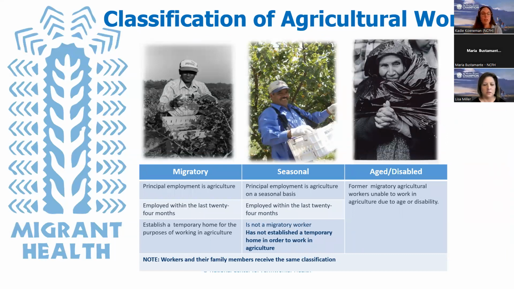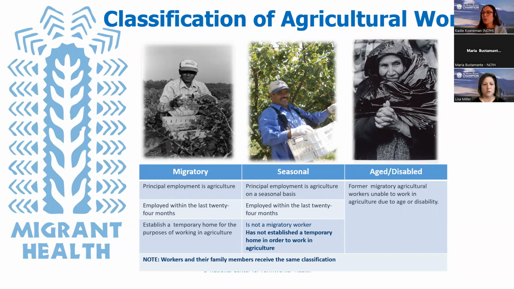In addition to the definition of agriculture, HRSA has defined the three classifications of agricultural workers for UDS reporting. The three classifications are migratory, seasonal, and the aged and disabled, or former migratory agricultural workers. Our migratory agricultural workers, their principal employment is in agriculture, and they are employed within the last 24 months or 2 years. They establish a temporary home for the purpose of working in agriculture.